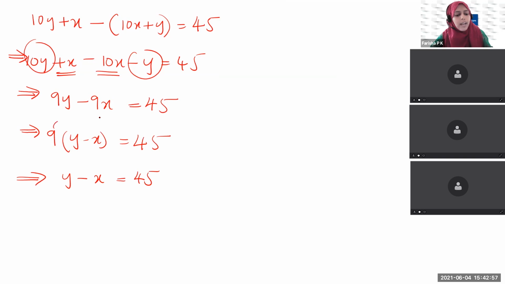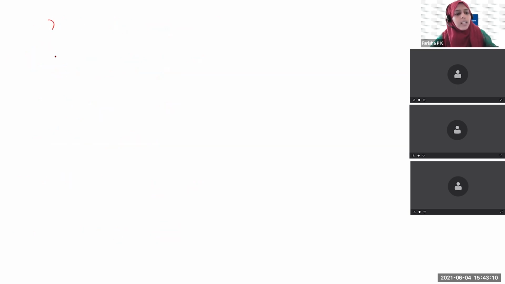So, when it comes to the right side, this will be divided by 9. 45 by 9 will give you the answer as 5. Okay. Now, here you got the second equation, that is y minus x is equal to 5. Now you have two equations, right? That is x plus y is equal to 9, y minus x is equal to 5.